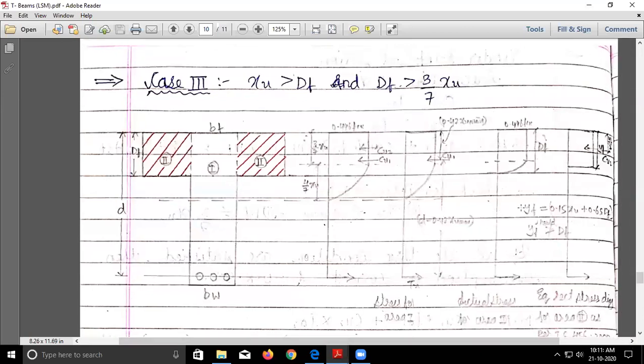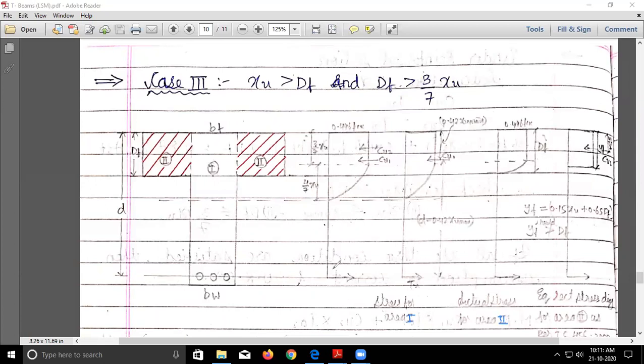Now is it clear? ठीक है, whatever the terms are, I will tell you. Don't worry. I hope this is visible. ठीक है, ये जो है, just a second. ठीक है, so this is the actual stress diagram for area 2. ठीक है, ये था area 1.